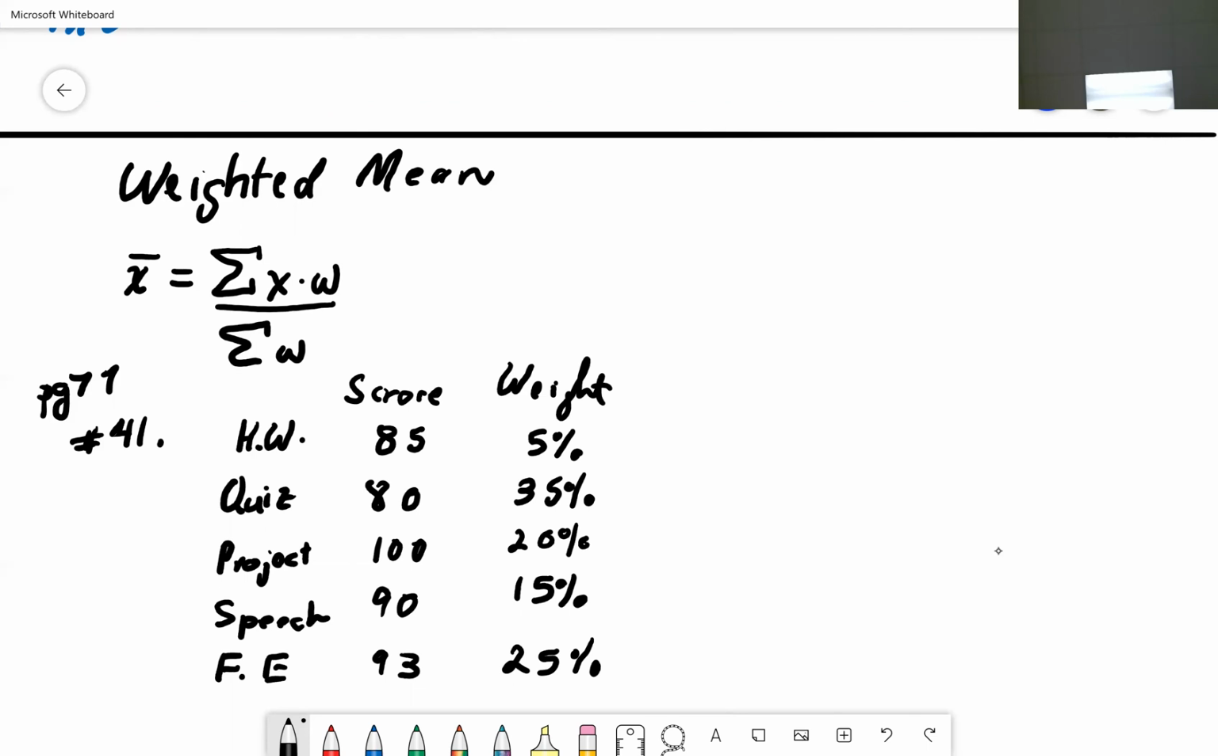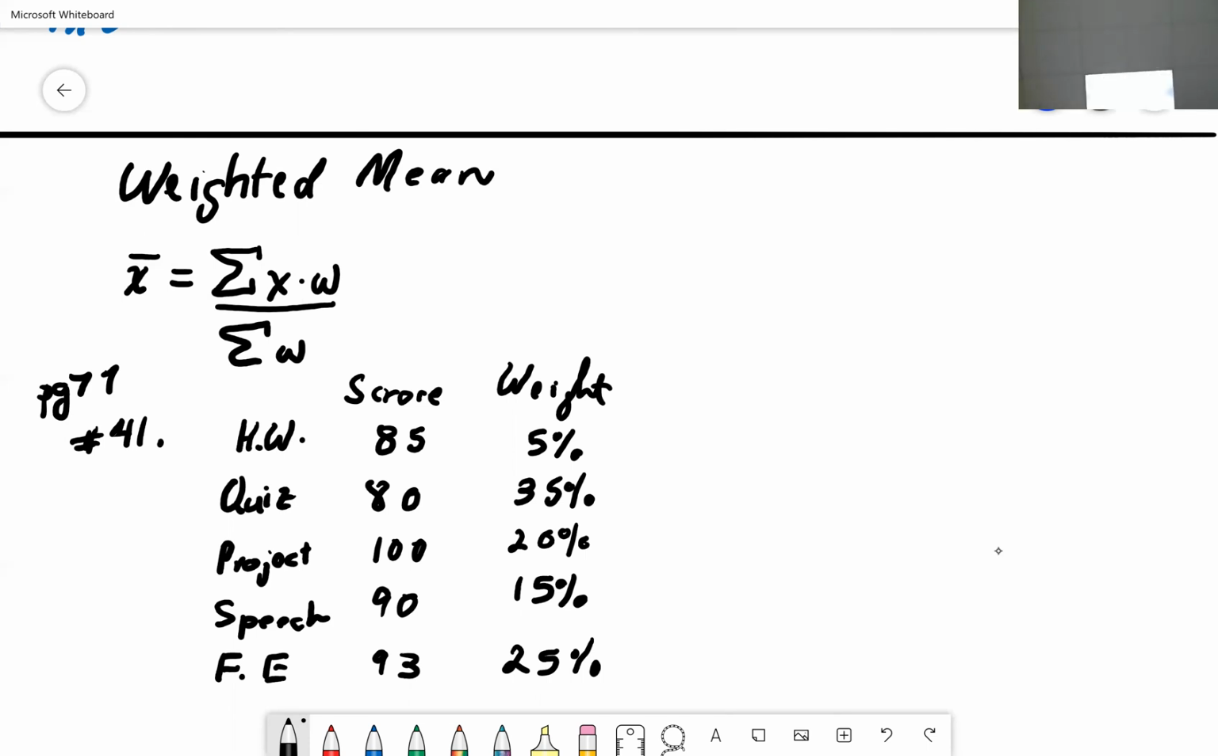What I want you to realize here is that if you just went 85 plus 80 plus 100 plus 90 plus 93 and divided by 5, you would be incorrect. Because that means each of the assignments or categories would have the same weight. And that's not what we want. What we want is an allotment for how much weight each of these scores contributes.